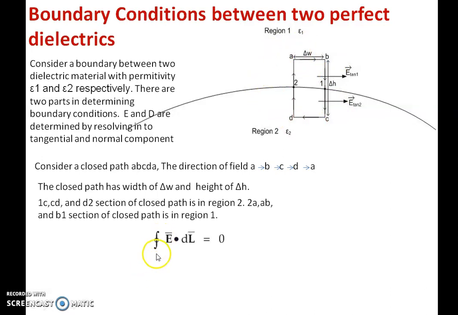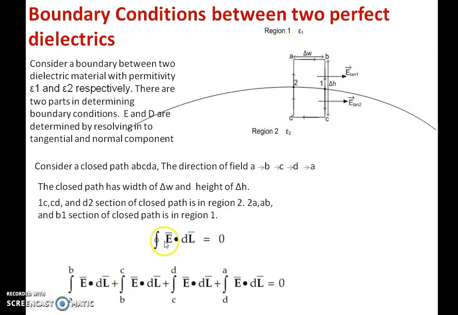the equation integration of E dot dl equals 0. As you know, this path can be divided into four sections: A to B, B to C, C to D, and D to A. So this integral can be split into four parts.